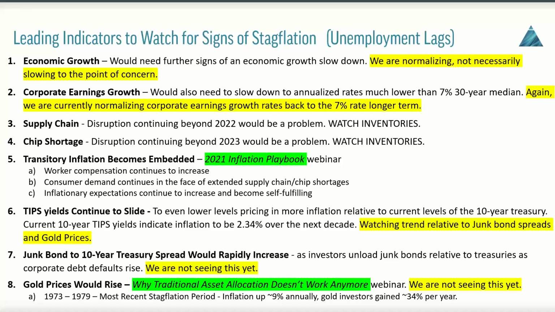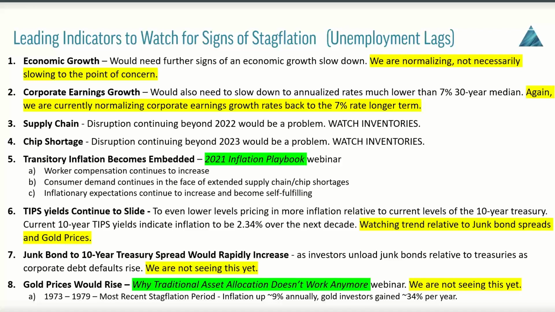Okay. So the point here, we're going to go over 8 additional points very quickly. And I want you to realize that these are leading indicators. So I'm not going to mention unemployment, right? Because that's a lagging indicator. So these are the leading indicators. First, economic growth. We would need further signs of an economic growth slowdown. Remember, when you hear someone on TV or read something in the Wall Street Journal about panic and warning signs of stagflation, that this economic growth slowdown that we're going to experience next year is normalization.